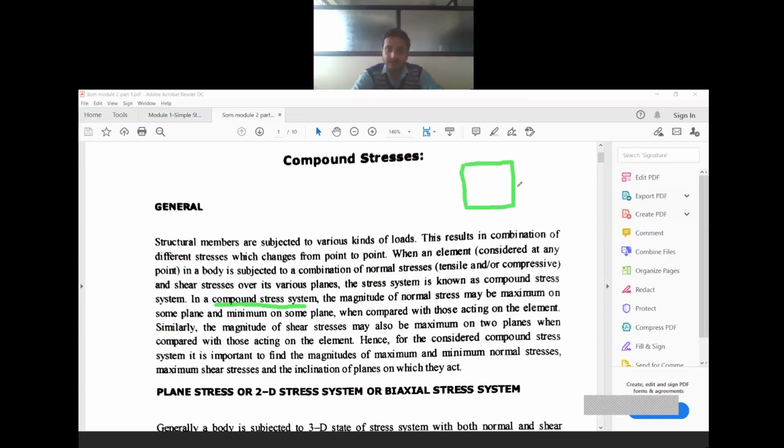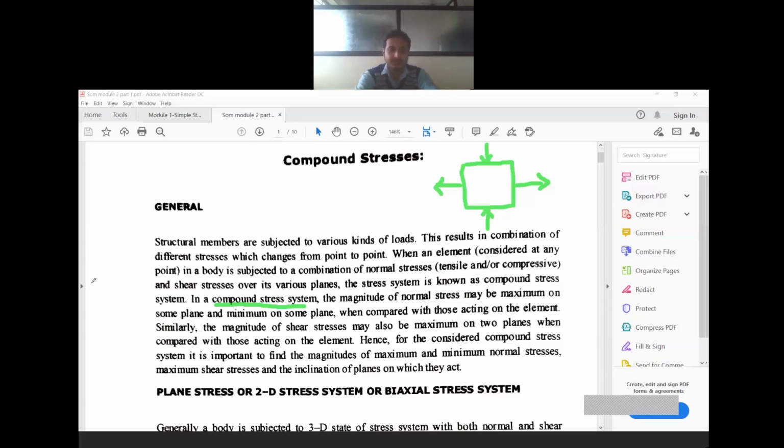When I say tensile stress, the force will be acting away from the body. So this system is under tensile stresses. What if we have this force acting towards the body? That means this body is experiencing compressive stress. This body is also experiencing tensile stress, and this body is also experiencing compressive stress.